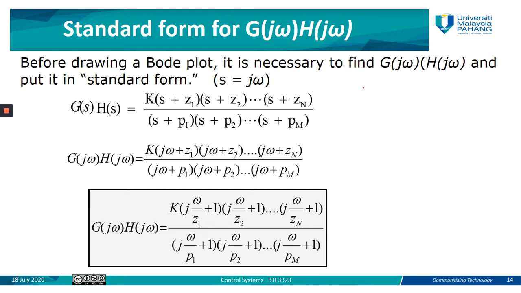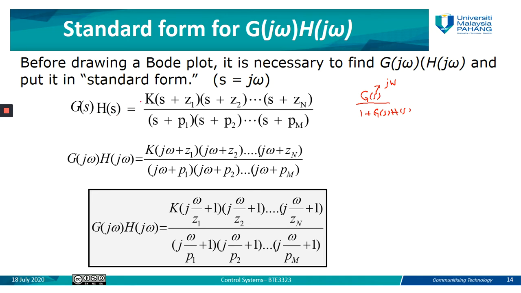On the numerator here, we are going to have G(s) over 1 plus G(s)H(s). For that, we are going to replace each s by j omega, which is for the frequency response calculation or for drawing the Bode plot. So this is the transfer function, actually, the open loop transfer function.